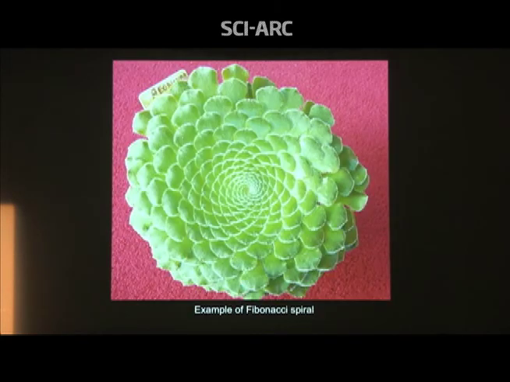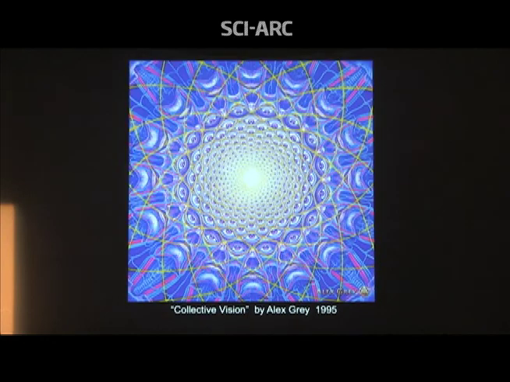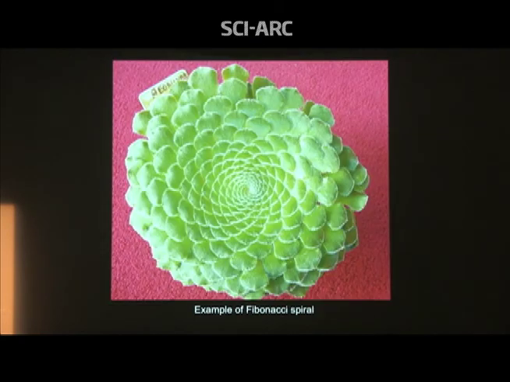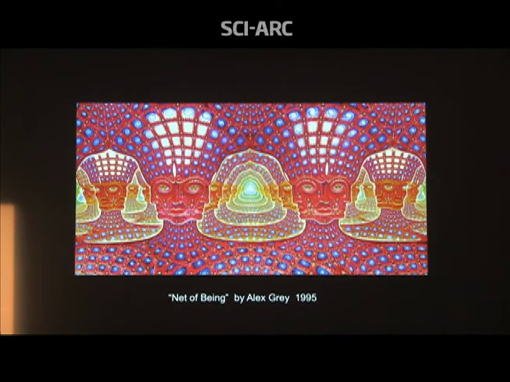I wanted to just juxtapose these. It's just a succulent, an example of the Fibonacci spiral again, going into infinity, and how artists have a desire to recreate this, and sometimes we don't even understand the equation or anything, but we understand it visually. Here's another painting by Alex Gray. It's called The Net of Being, and for me, the faces kind of represent past lives, and then it just keeps going back and back into infinity.